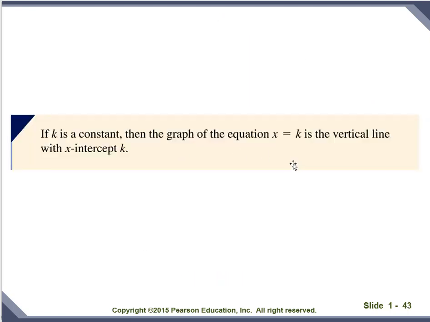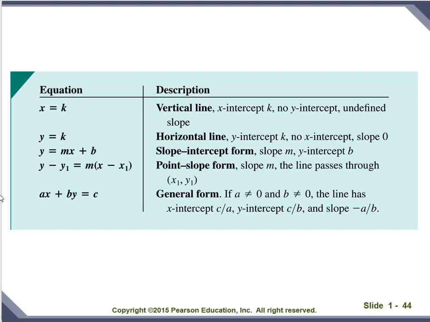If k is some constant, in other words, it's a number, not a variable, then the graph x equals k, like x equals 2 or x equals negative 5 or x equals 43, is a vertical line that has x-intercept of k. So these are the forms you should be aware of.